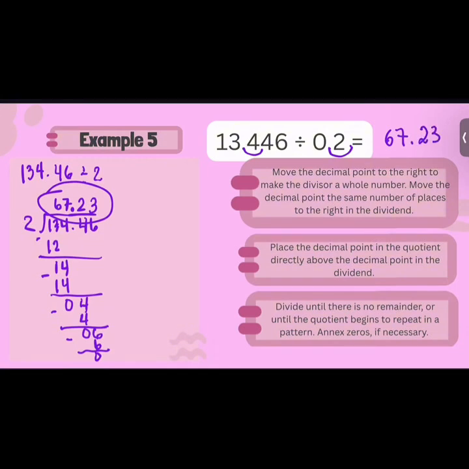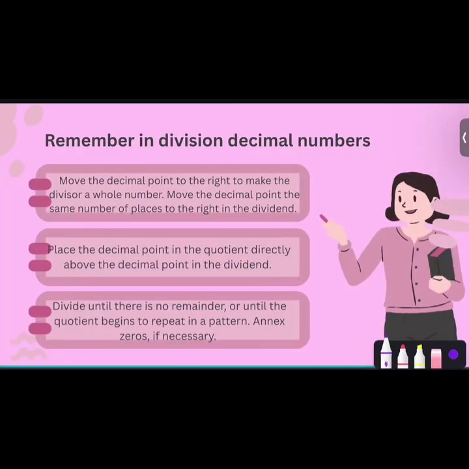Now we've learned how to divide decimal numbers. And remember the important steps. Make the divisor a whole number. Move the decimal point in the dividend the same number of places. Then divide, and you may check your answer. So these are the things that we need to remember in the division of decimal numbers.